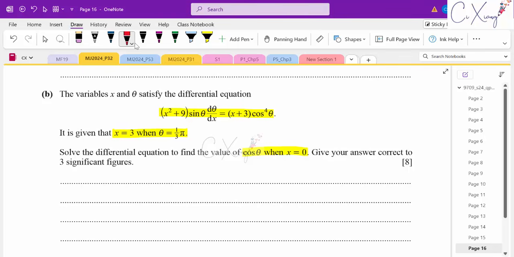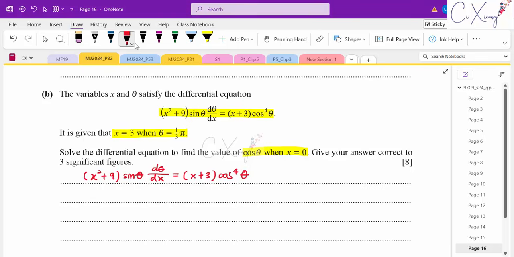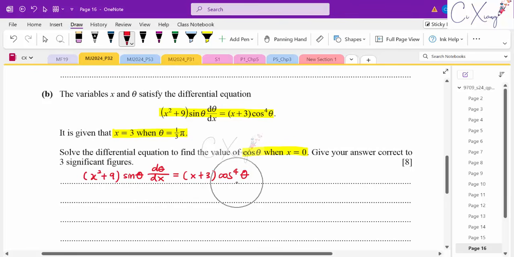Okay, so first step, we have to solve the differential equation first. Okay, so copy the differential equation that we have. Okay, so first step, we have to separate the variable first. That means all the theta at one side, all the x at one side. So for this one, I will want to group all my theta on the left. So cos power 4 theta, I have to bring it over here. If I bring it over here, I will be having sine theta divided by cos power 4.